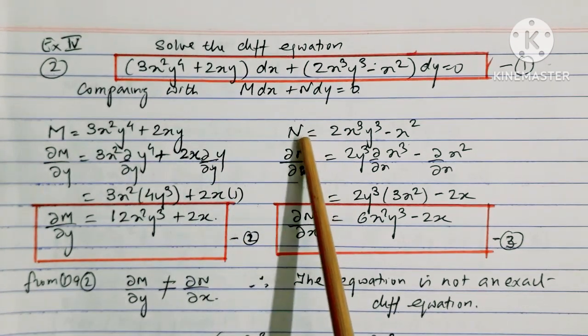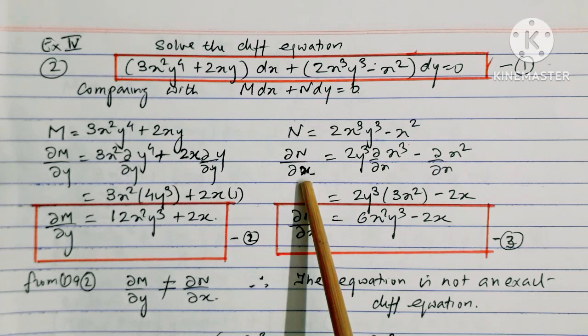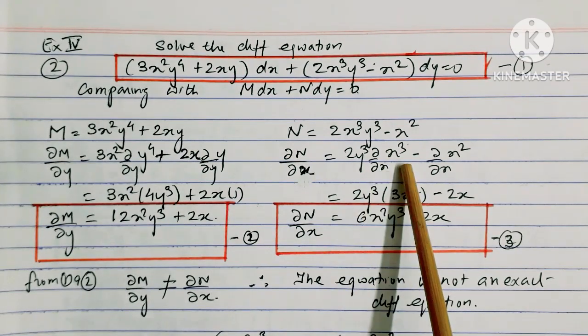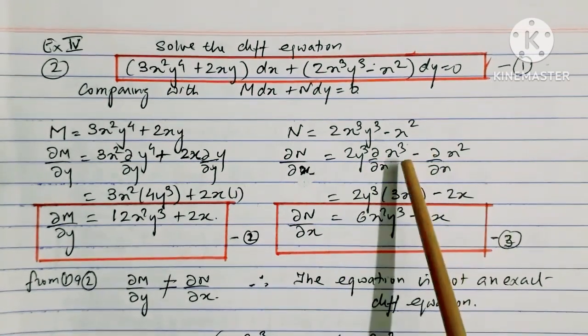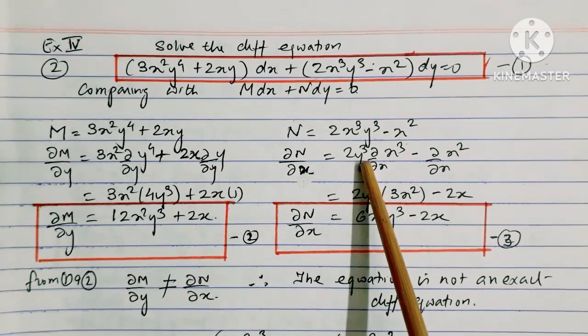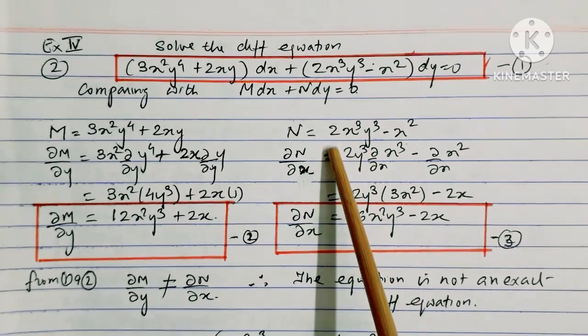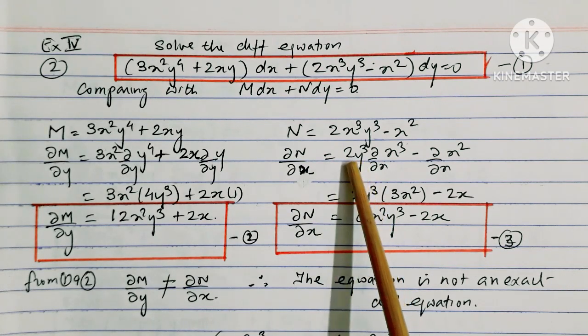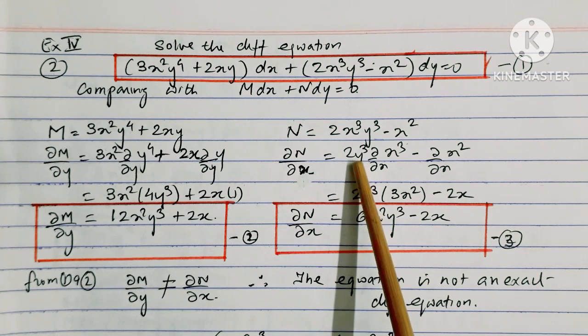Now, let us differentiate N partially with respect to x. Therefore, ∂N/∂x is equal to 2y³ ∂/∂x of x³. Now, whenever we are differentiating partially with respect to x, we have to treat y as a constant. Now, 2 is a constant and we are treating y³ as a constant. So, 2y³ will be a constant and it will come outside.